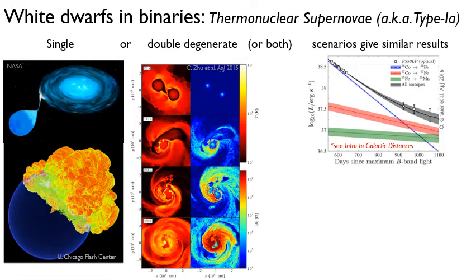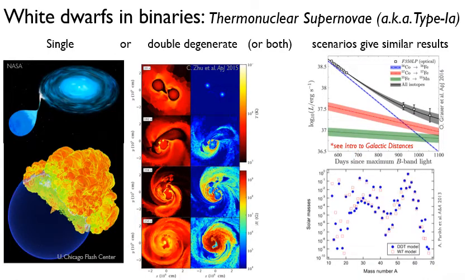That's interesting and it's important because you get such consistent results for the light curve for either single or double degenerate scenario. You can use these type 1a supernovae as standard candles. You know how bright they're going to be, and therefore you can use the apparent magnitude from them in order to determine the distance. And we talked about that in the Intro to Galactic Distances lecture.